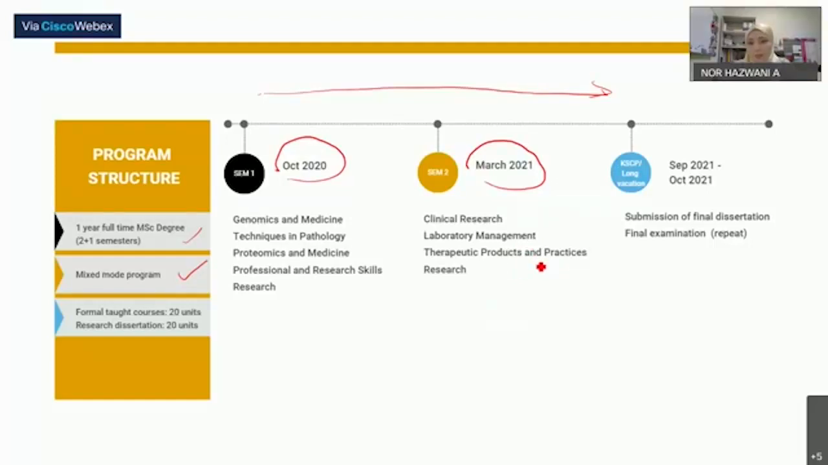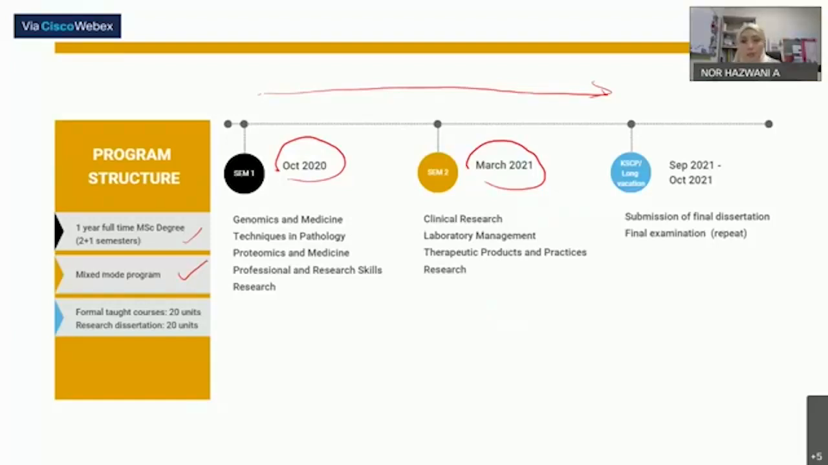Usually in semester 2, the student will be intensively involved with all the lab work, trying to finish up and complete everything in semester 2. For the research component in semester 1, usually the candidate will just present the research proposal and have some discussion with the supervisor.